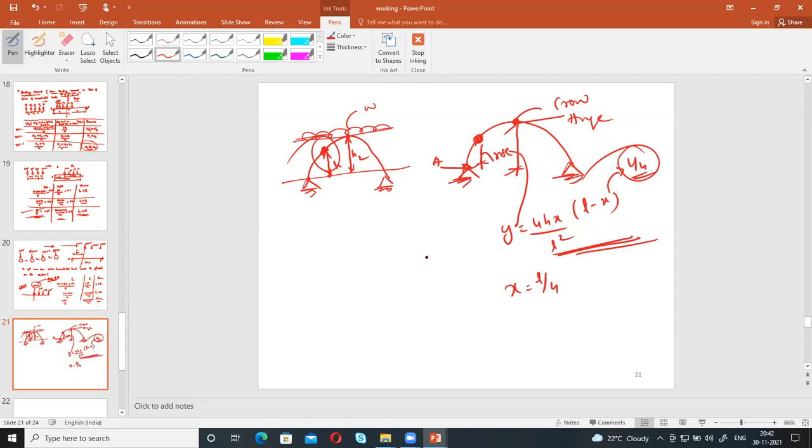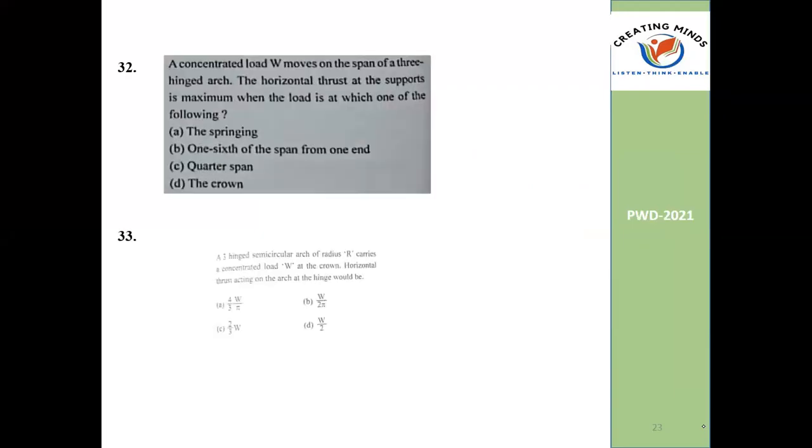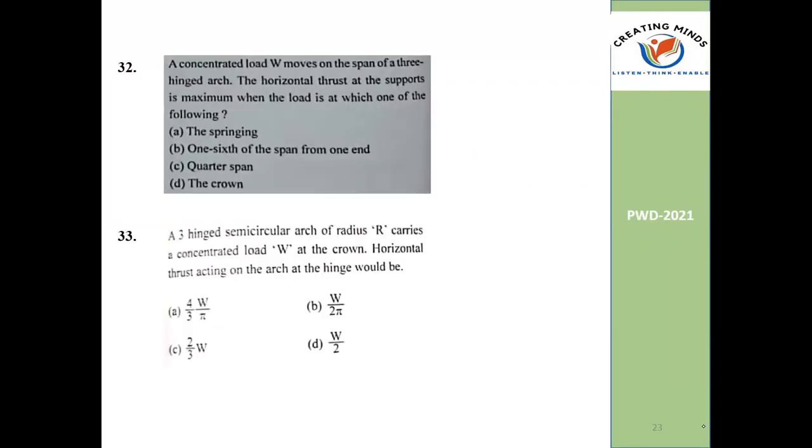Any other doubts in your entire syllabus? I'm asking. Any other doubts? 33rd question, Anjali Torsi, sir. Last question. The answer is W by pi, sir.